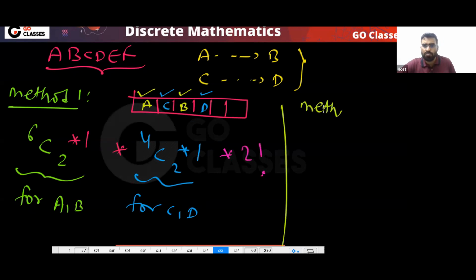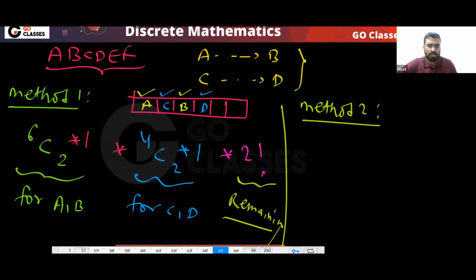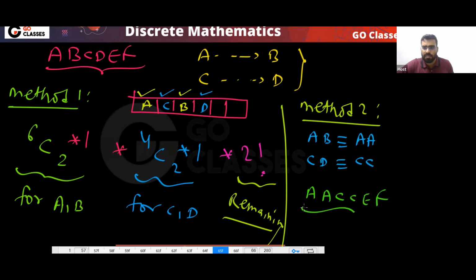What is your method 2? You can consider this AB as the same, as AA. This CD you can consider as CC. So finally we have A, A, C, C, E, F. So the answer will be 6 factorial divided by 2 factorial, 2 factorial.